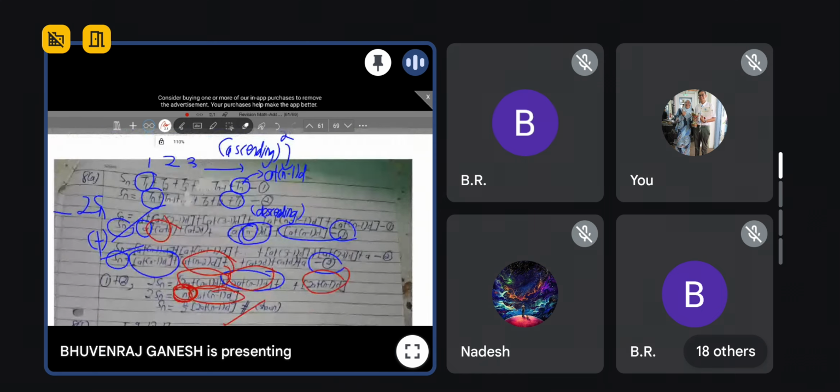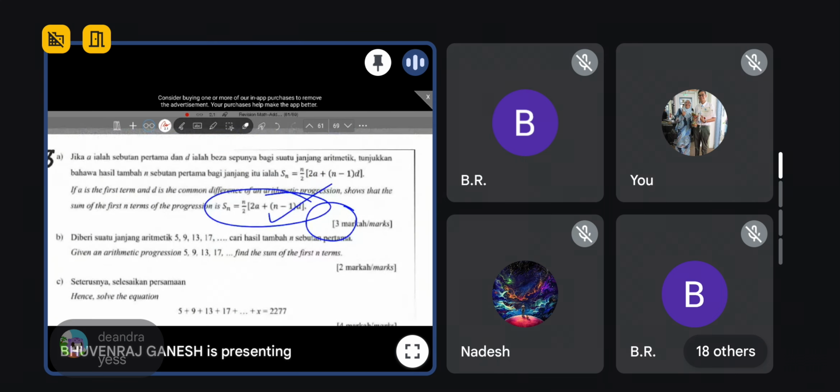Jelas tak, guys? Cuba bagi feedback sikit. Do you know how to prove it now? The only thing now is you must remember only. Kamu kena ingat sahaja, nothing else. Okay? So yeah. After that, it'll become simple already. So guys, this one is not hard.